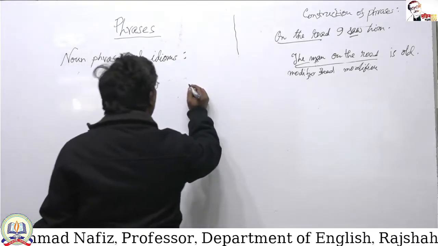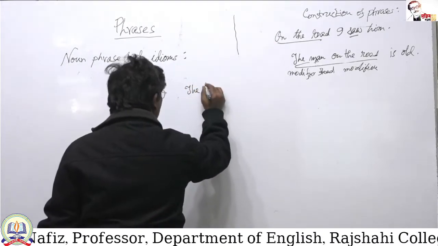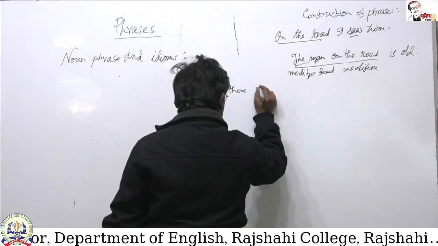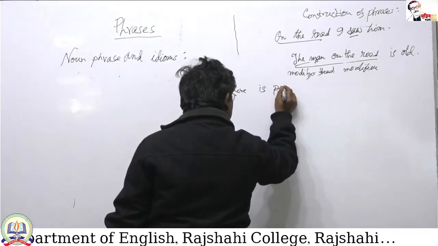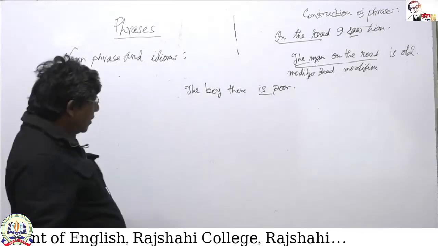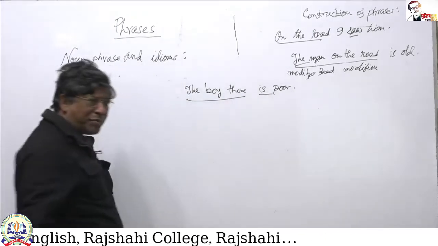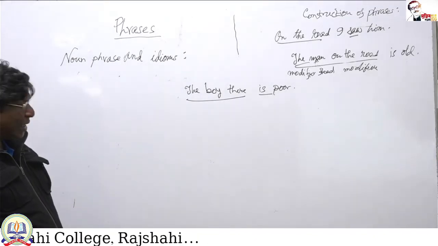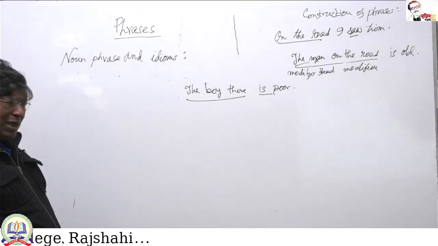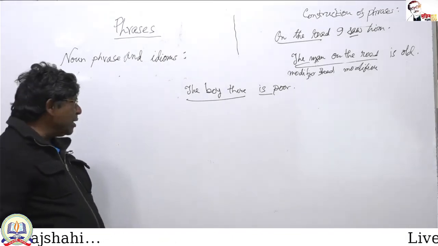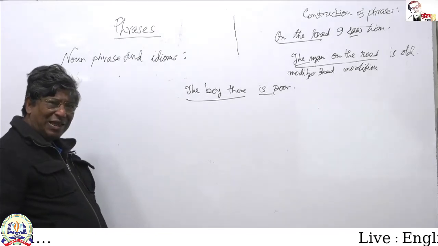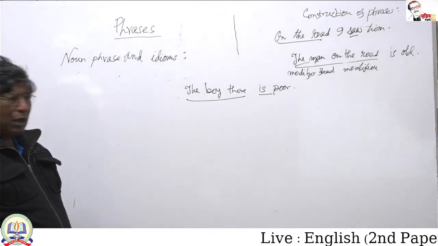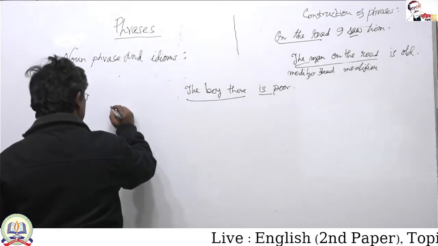For example, the boy there is poor. In this sentence, is the finite verb, and the boy there is the subject, and hence it is a noun phrase. In this noun phrase, boy is the head word, boy is followed by adverb there, and boy is following the article the. So, the is a modifier and there is another modifier.